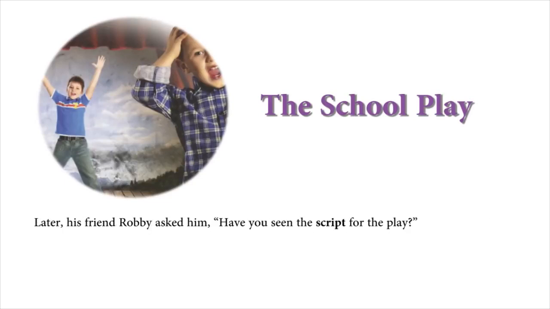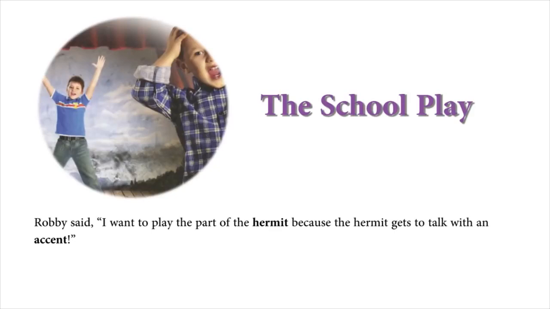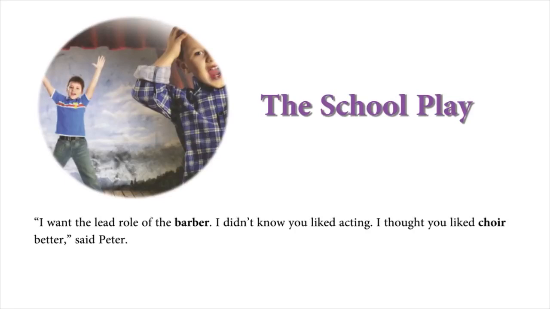Later, his friend Robbie asked him, "Have you seen the script for the play?" "Yes, the title is The Lost Glove. It's a comic play," replied Peter. Robbie said, "I want to play the part of the hermit because the hermit gets to talk with an accent." "I want the lead role of the barber. I didn't know you liked acting. I thought you liked choir better," said Peter.